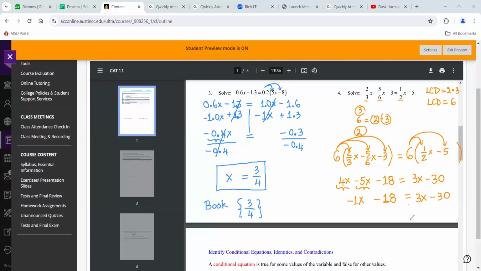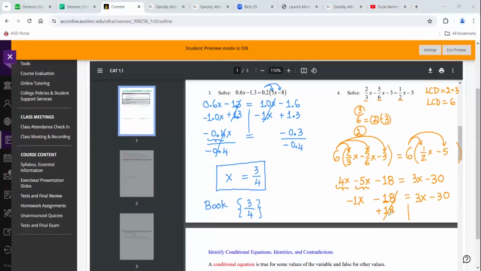Okay, next step, we're going to move all the constants to the right. So therefore, negative 18, we're going to add 18. Move the negative 18 from the left side to the right side by adding 18 to the left side and right side of the equation. Now move on to the variable. We move the 3x from the right side of the equation to the left side by subtracting 3x.